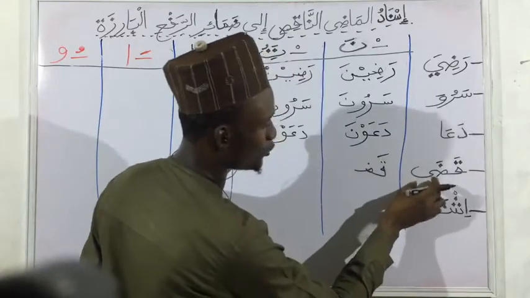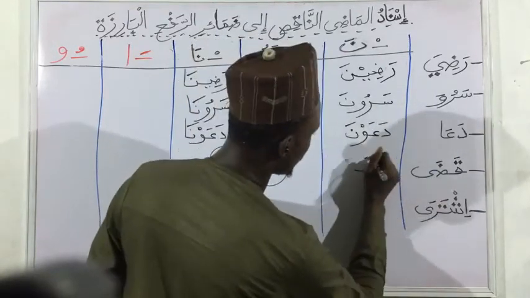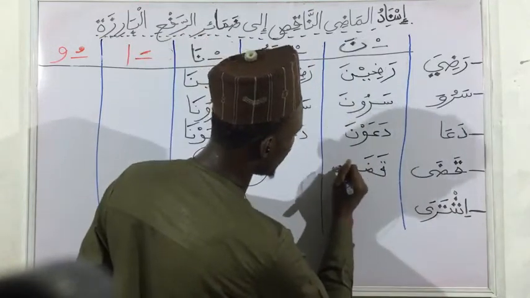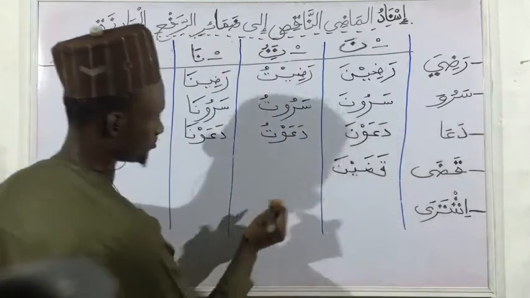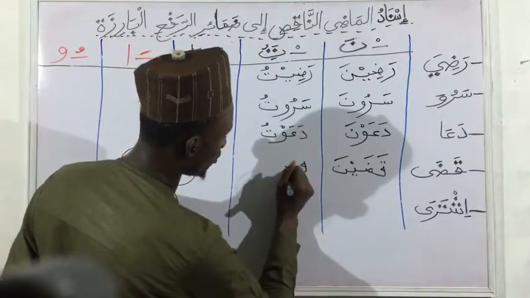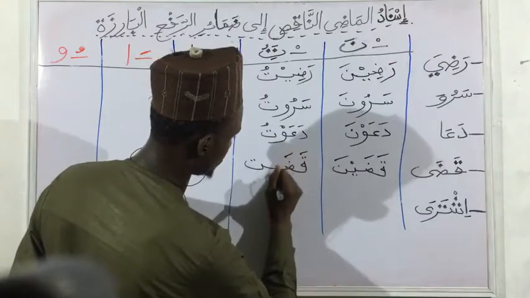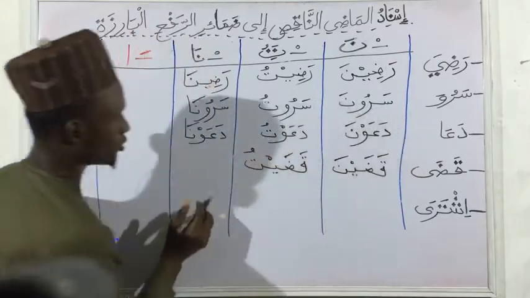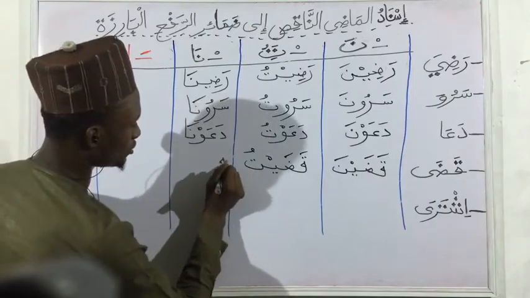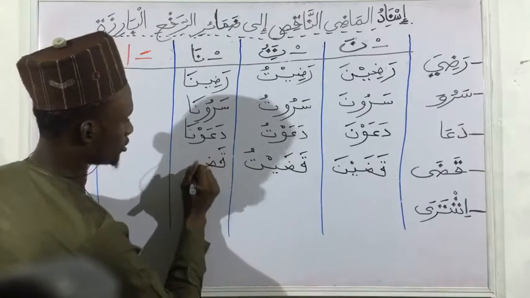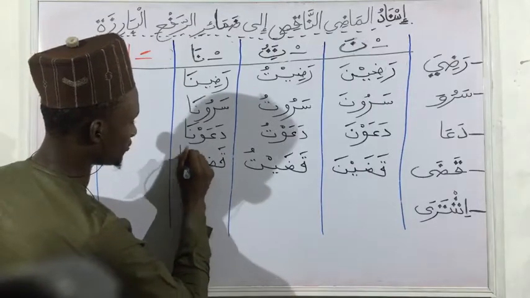Then for this one, why the weak alphabet? The weak alphabet is a ya. Kobay, so the ya comes into play. Kobayna. Then this becomes kobaytu. Then this becomes kobayna.